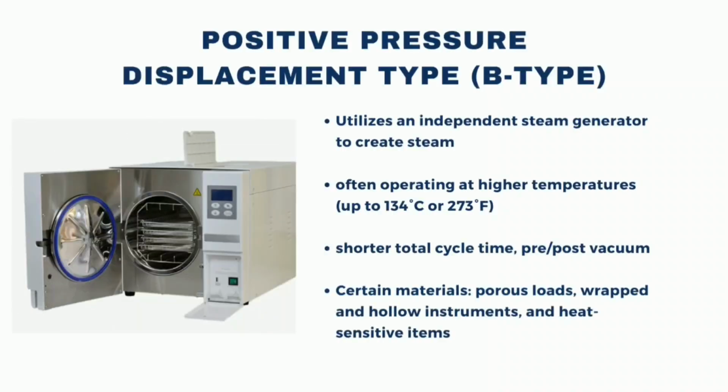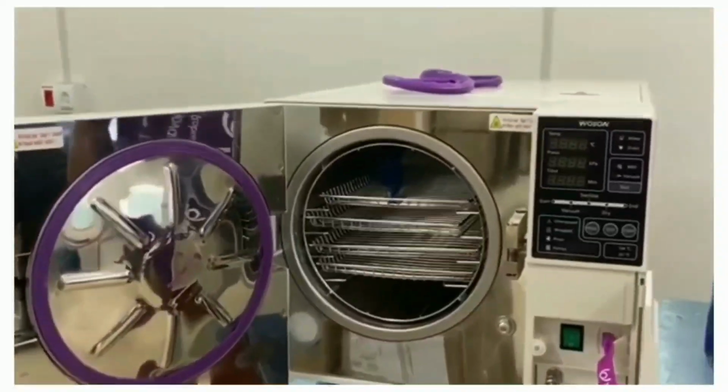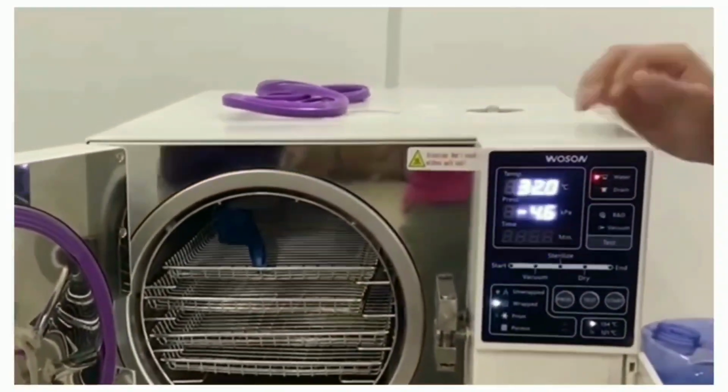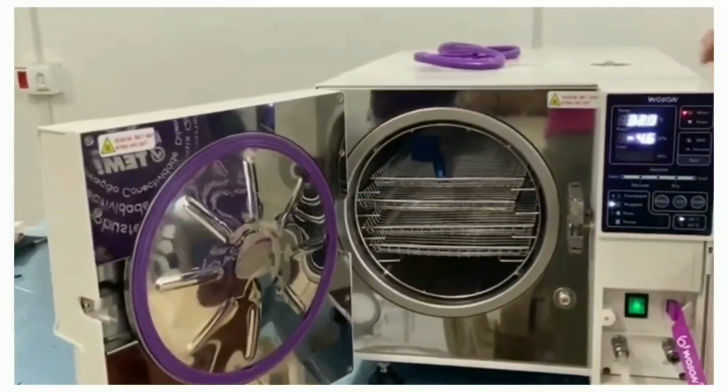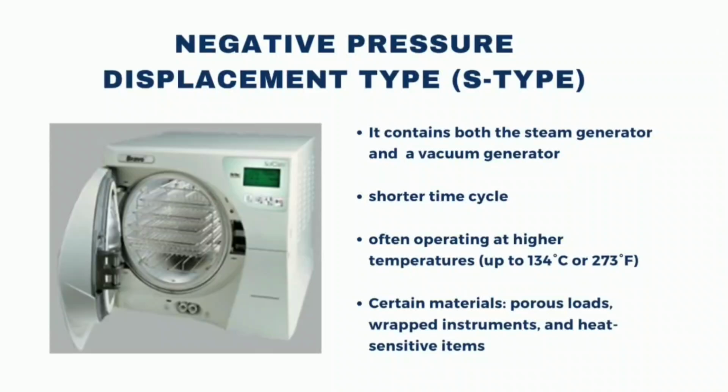Third, positive pressure displacement type, B-type. It utilizes an independent steam generator to create steam, often operating up to 134 degrees Celsius. It has a shorter total cycle time. It is better to use with hollow instruments and heat-sensitive items. And fourth, the negative pressure displacement type, S-type. It contains both the steam generator and a vacuum generator. It has a shorter cycle time and often operates up to 134 degrees Celsius. It is better to use with heat-sensitive items.